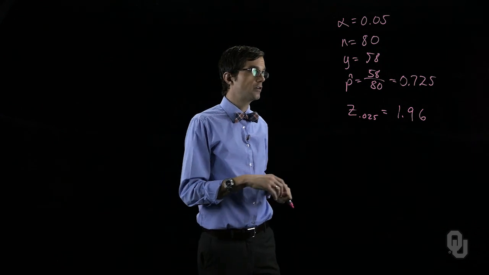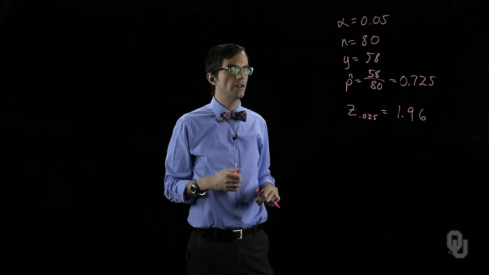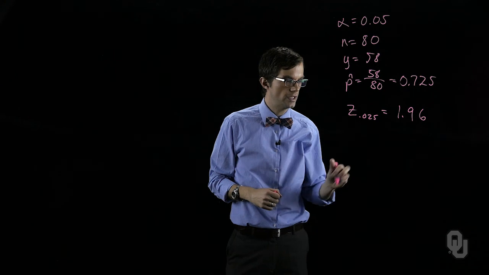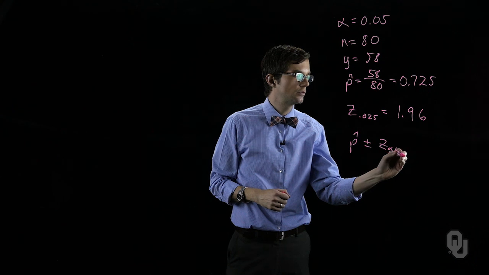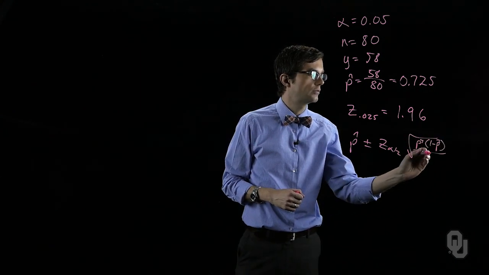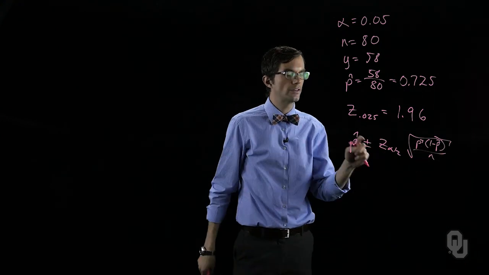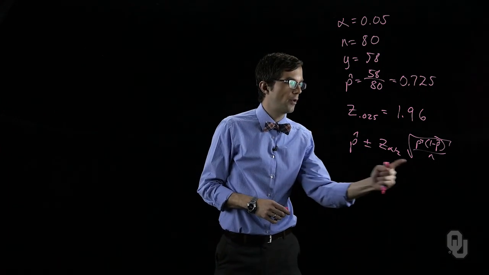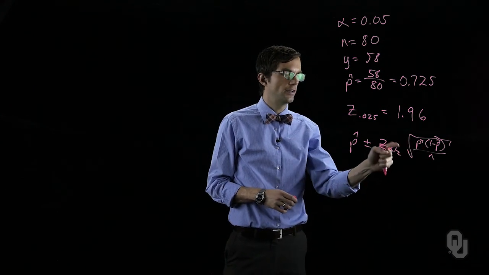Okay, so now we have everything that we need for our confidence interval. The way we calculate a confidence interval for the population proportion based on a sample proportion is with p hat plus and minus z alpha over 2 times the square root of p hat times 1 minus p hat, over n. This is our confidence interval within which we think the true population proportion lies. And again, this is a point estimate plus and minus a margin of error, where the margin of error is a function of variability, sample size, and confidence.